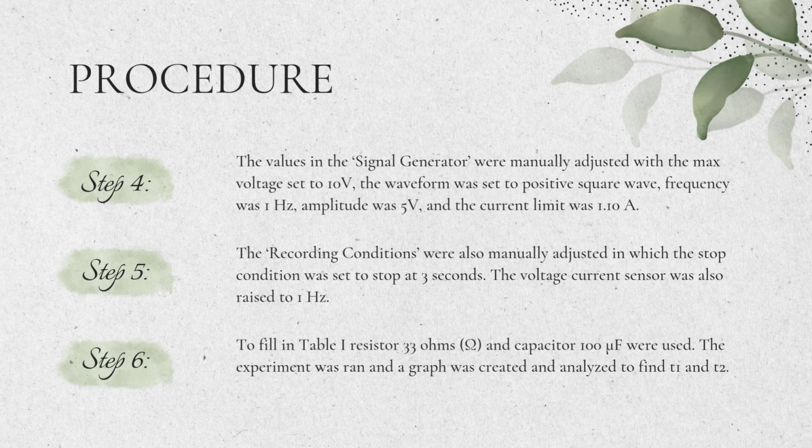For step 6, to fill in table 1, a 33 ohm resistor and a 100 microfarad capacitor were used, and the experiment was run and a graph was created to analyze T1 and T2. At this point, we recorded the voltage change and identified the moments where the capacitor started charging. And at 63 percent, with the help of our TA, we were able to find the other values.